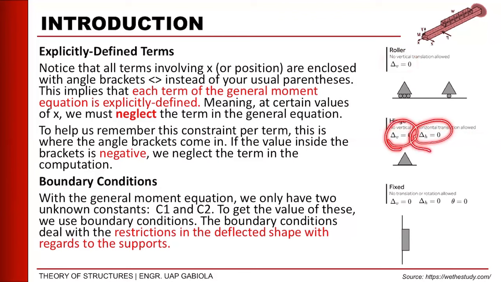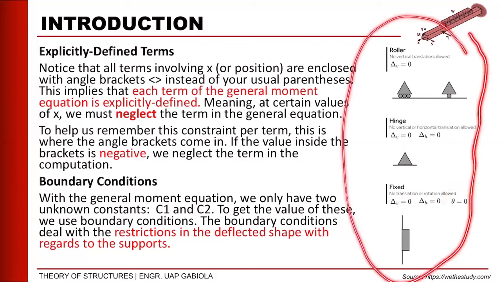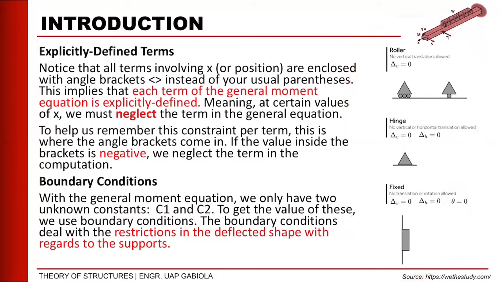is also 0. For a fixed support, we know that we have three reactions. We have a vertical, a horizontal, and a moment. So the vertical movement is restrained, and the horizontal movement is also zero. And of course, the rotation, the slope due to the moment at the fixed support, is equal to 0. Okay? So you have to go back to this if you want to set the boundary conditions for your problem. Okay?